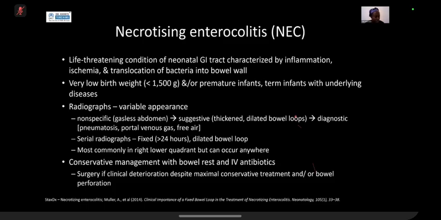But you try and avoid surgery in these children because surgery comes with its own complications, and then they've got the potential for generating adhesions and so on and so forth down the line, which will lead to bowel obstruction.